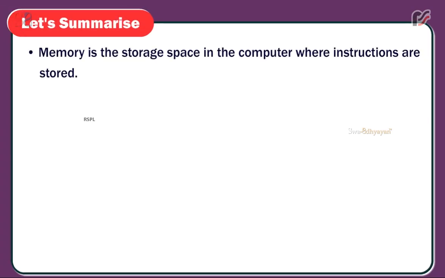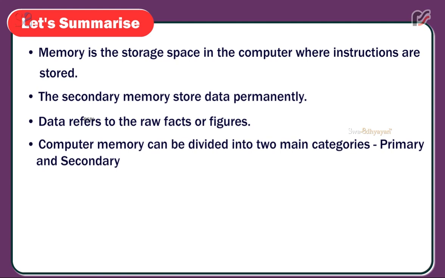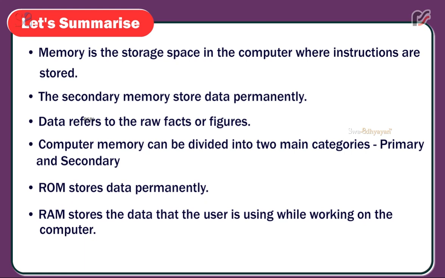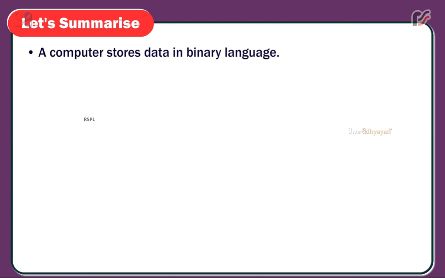Let's summarize. Memory is the storage space in the computer where instructions are stored, and the secondary memory stores data permanently. Data refers to the raw facts or figures. Computer memory can be divided into two main categories, primary and secondary. ROM stores data permanently. RAM stores the data that the user is using while working on the computer. Data is measured in bits, bytes, kilobytes, megabytes, gigabytes, etc. A computer stores data in binary language.